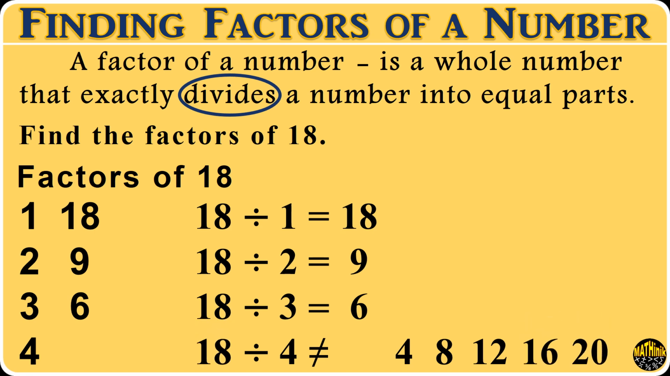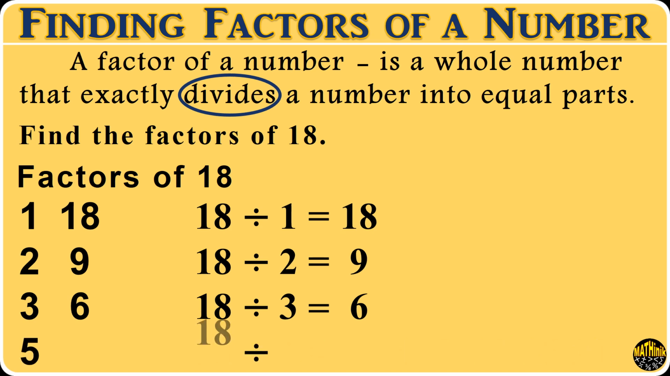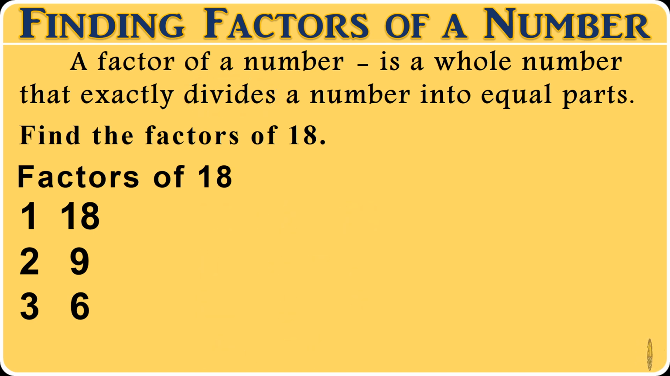Okay? How about 5? Let's divide 18 by 5. We can't also. Same reason for number 4 a while ago. 18 is not a multiple of 5. Copy that? How about 6? But we already have 6 as a factor. Therefore, we will stop the process here. Hence, the factors of 18 are 1, 18, 2, 9, 3, and 6. Alright? Let's have another one.